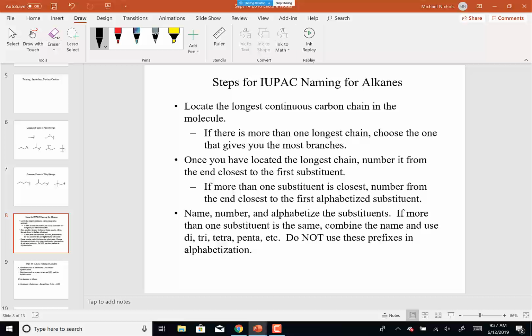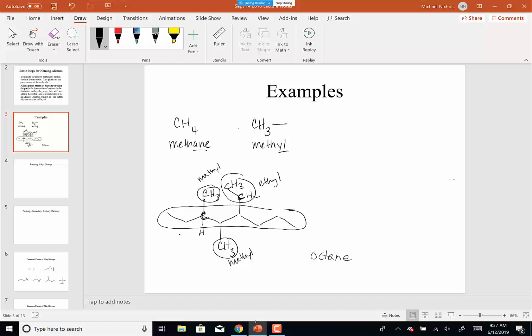So let's go back. How am I going to number this? Right to left or left to right? Left to right? If I number from left to right, it's 1, 2, 3 to find the first substituent. If I was to number from right to left, it would be 1, 2, 3, and 4. So it's got to be left to right. And then my 4, then my 5, then my 6, 7, and 8.